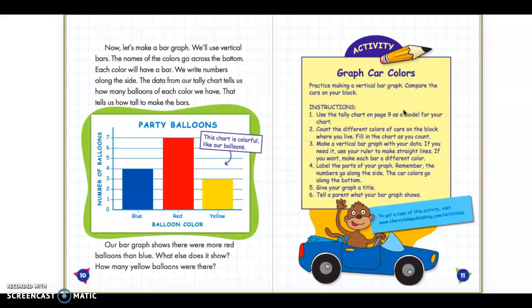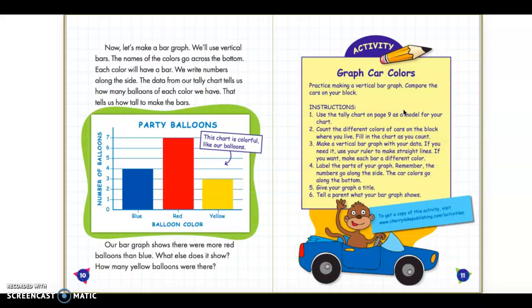Now let's make a bar graph. We'll use the vertical bars. The names of the colors go across the bottom. Each color will have a bar. We will write numbers along the side. The data from our tally chart tells us how many balloons of each color we have. That tells us how tall to make the bars.